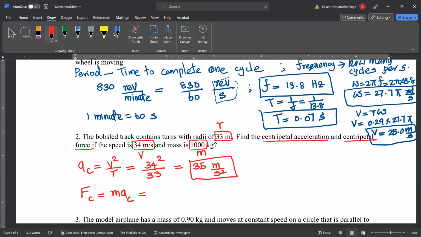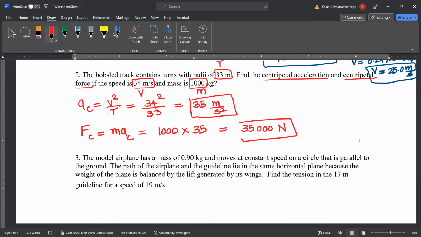Then the mass is given, that is in SI units. Make sure you always use SI units, and the acceleration. So now this will give you the centripetal force of around 35 and 3 zeros, in units of newtons. Okay.